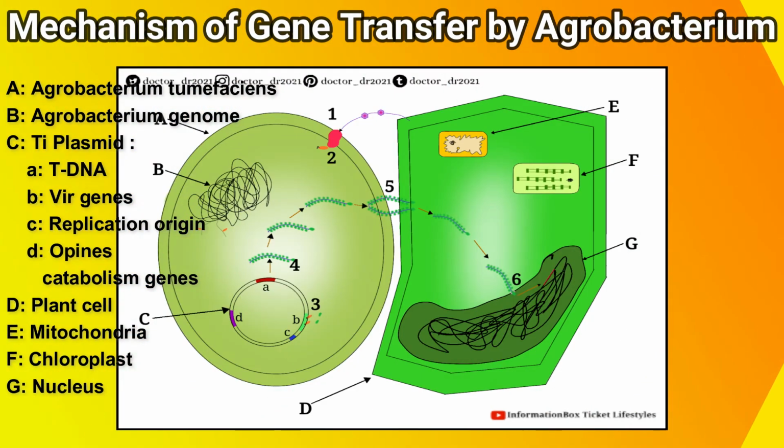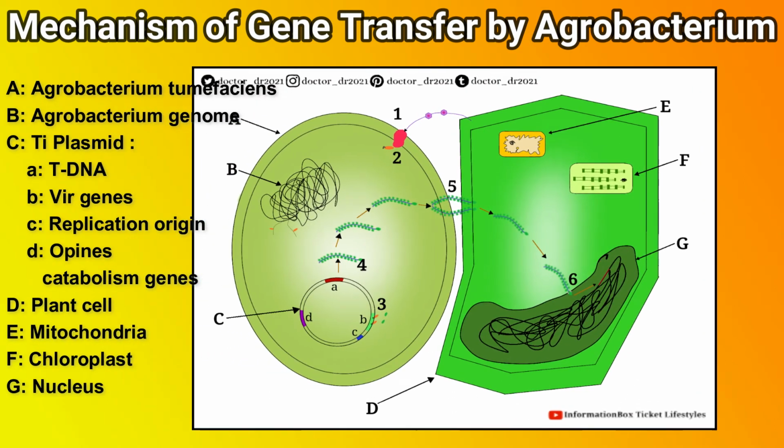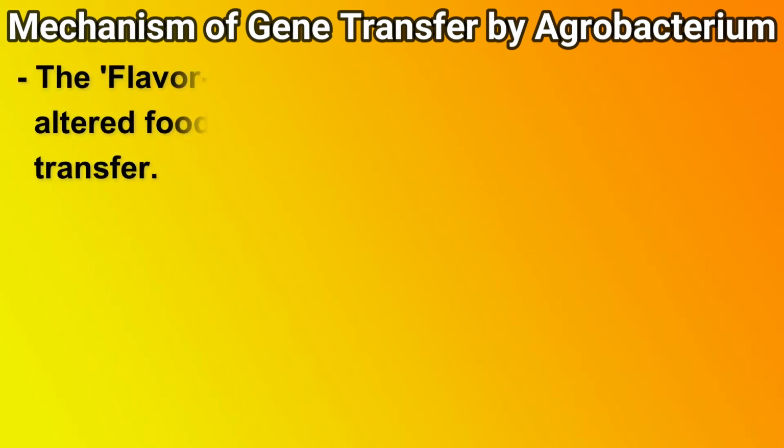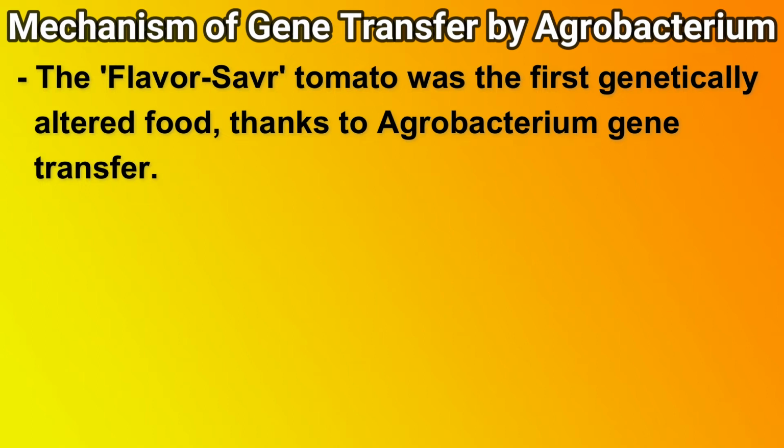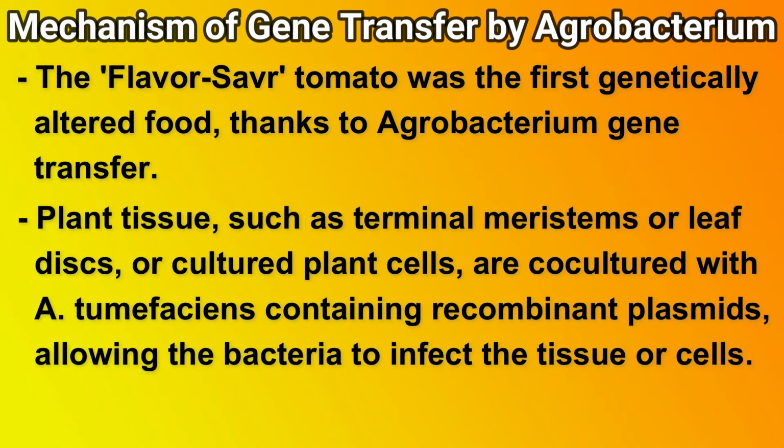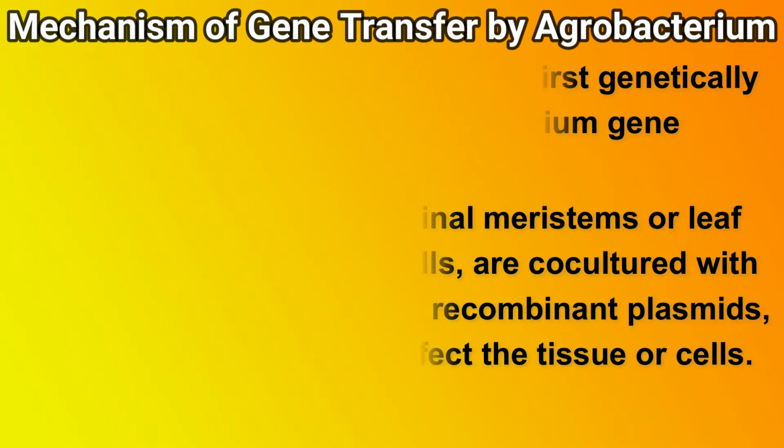So this diagram shows the mechanism of Agrobacterium tumefaciens. The first genetically altered food was the Flavr Savr tomato, thanks to Agrobacterium gene transfer. Plant tissue such as terminal meristems, leaf discs, or cultured plant cells are co-cultured with Agrobacterium tumefaciens containing recombinant plasmids, allowing the bacteria to infect the tissue or cells.